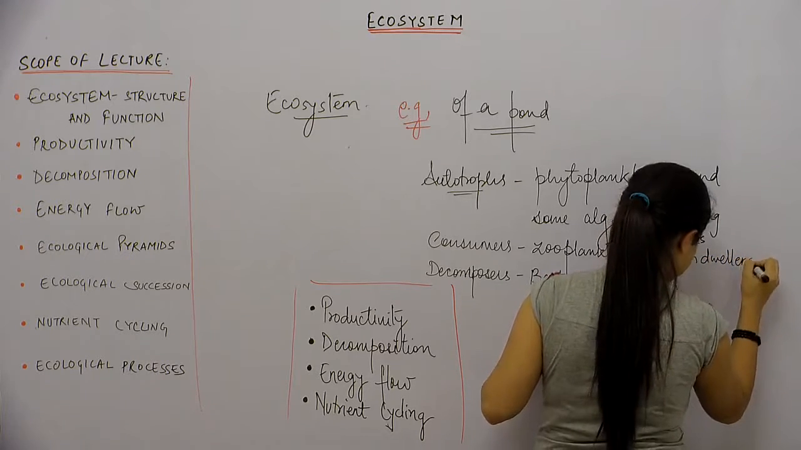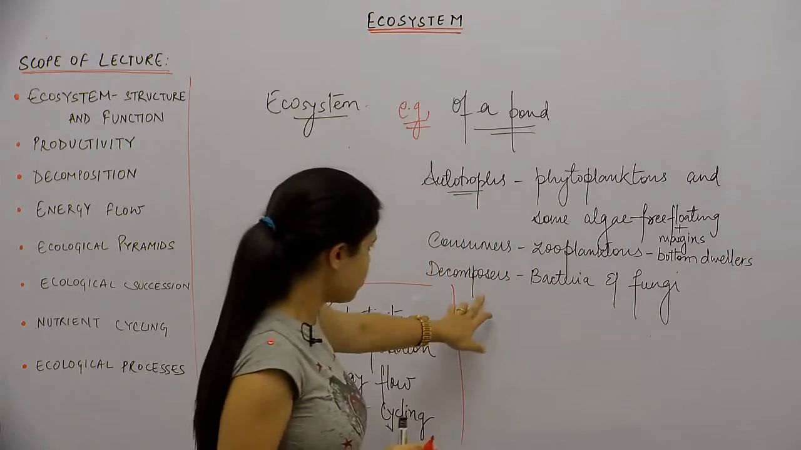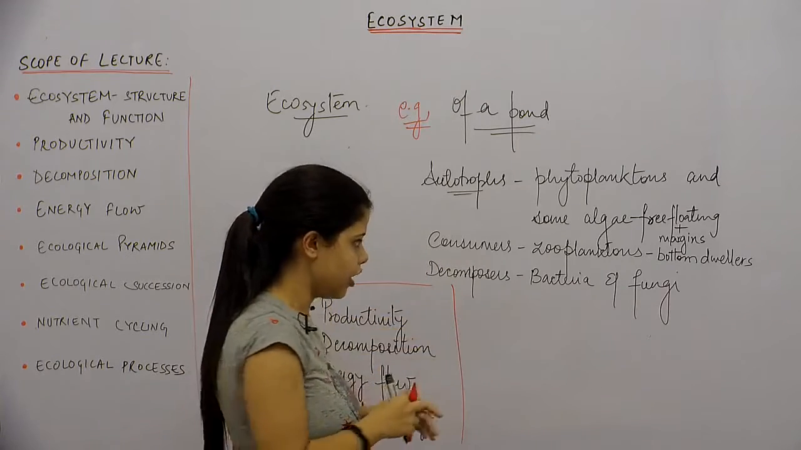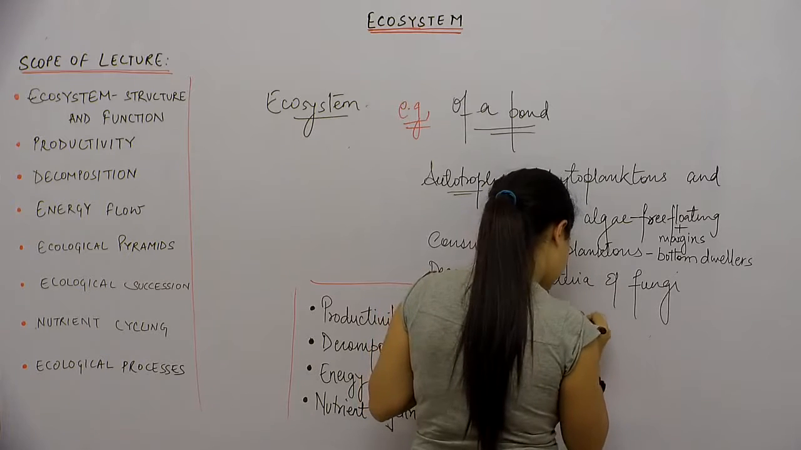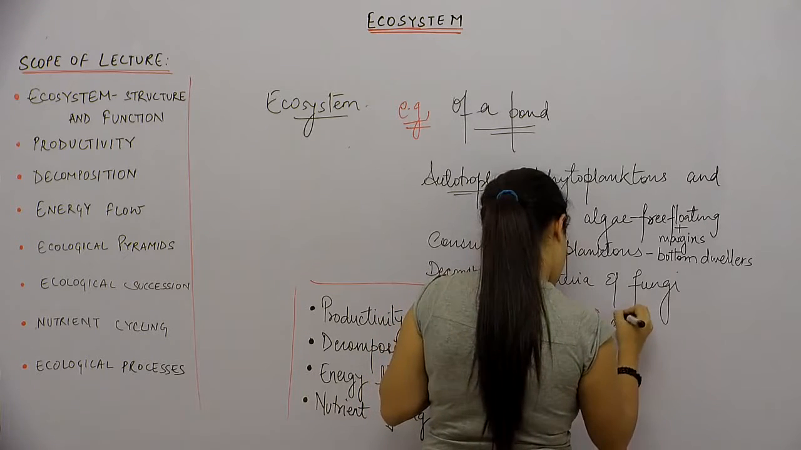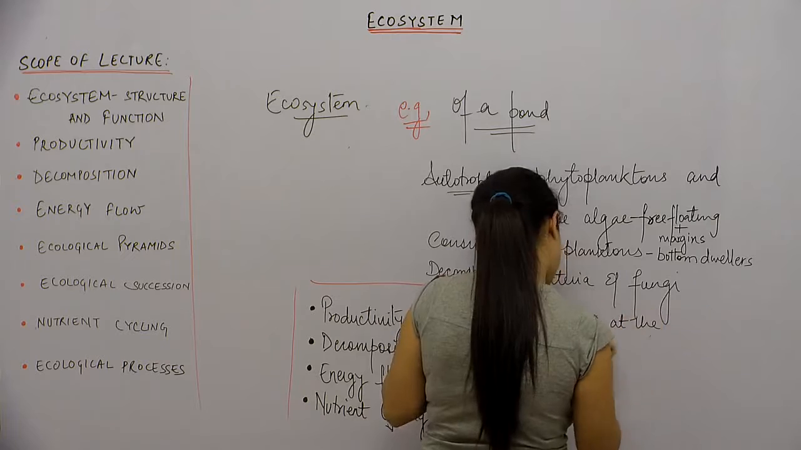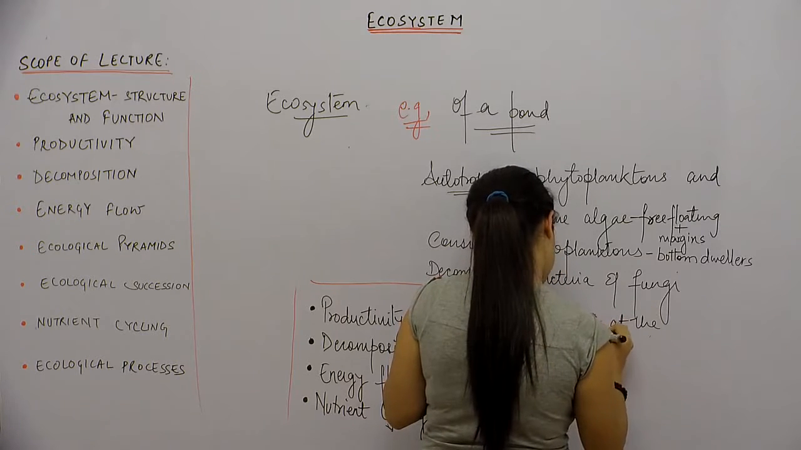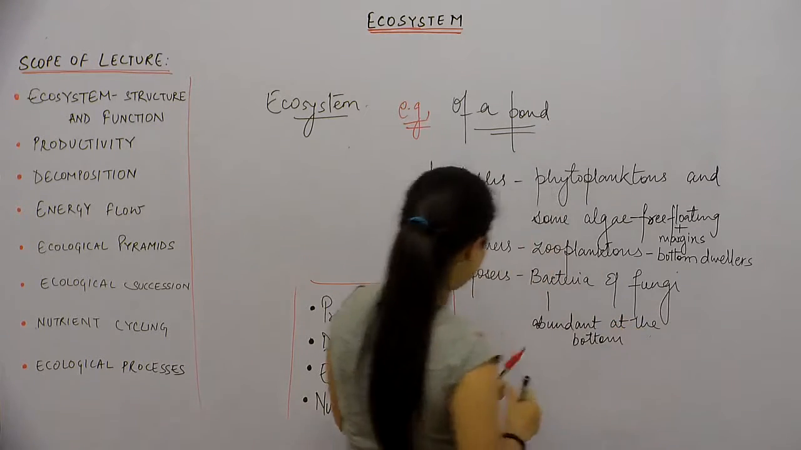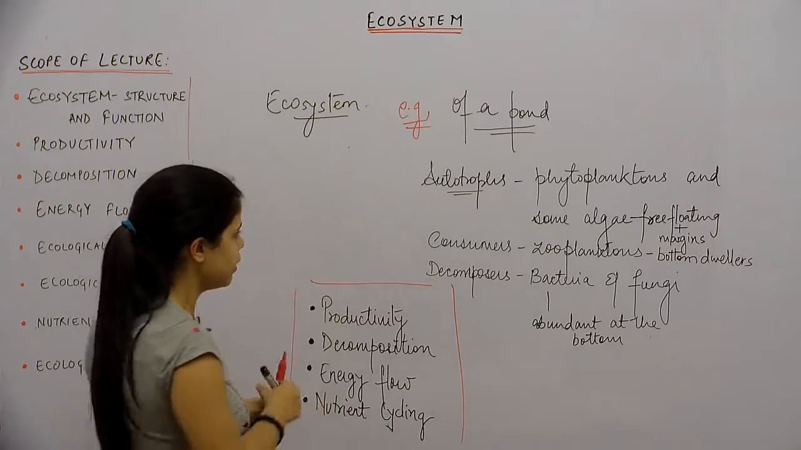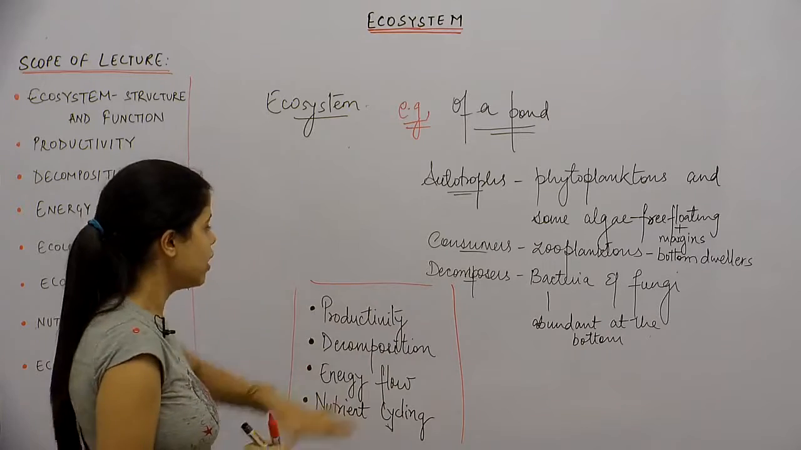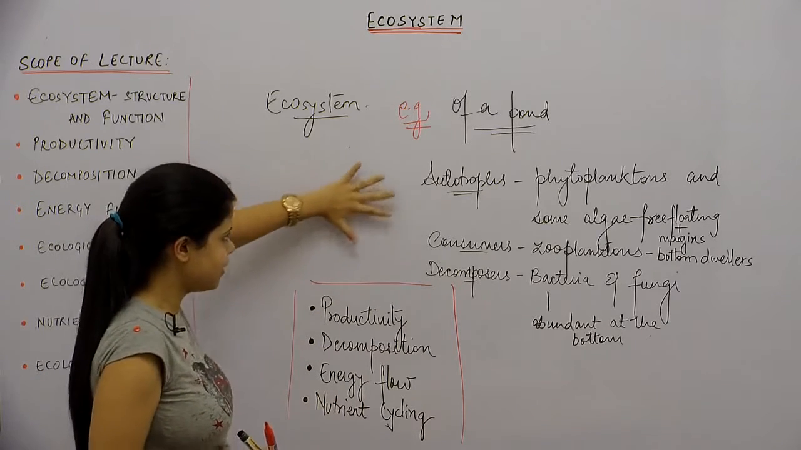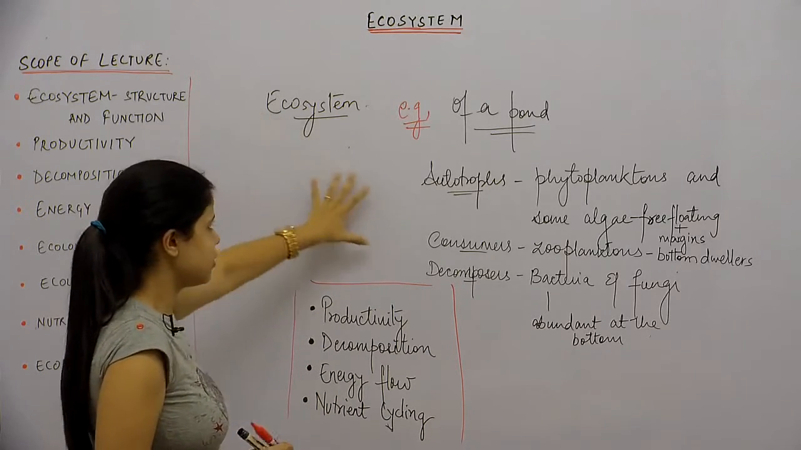Okay. And for the decomposers, we have the bacteria and fungi, which are usually abundant at the bottom. So these three are present in this pond, right? The autotrophs, the consumers, and the decomposers. So how do these three make up an ecosystem in a pond?